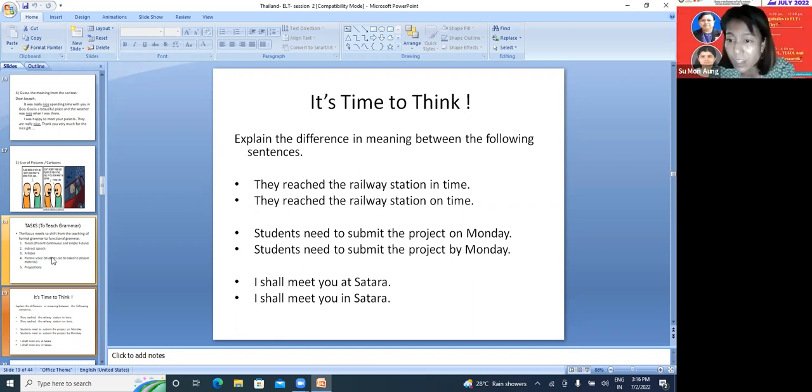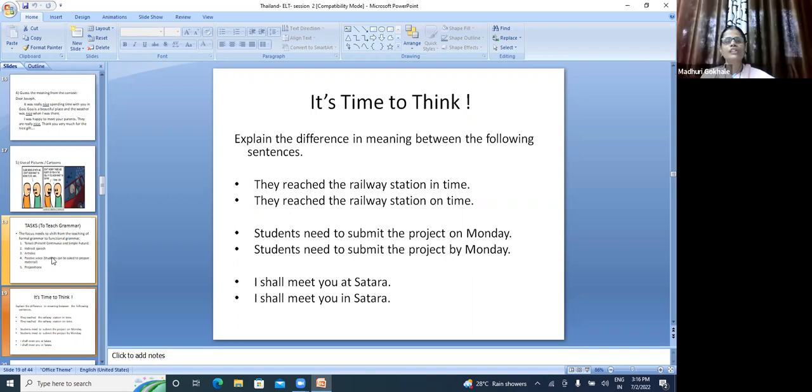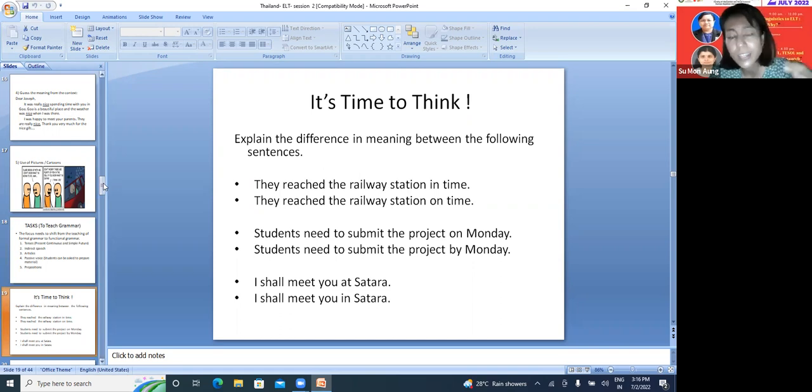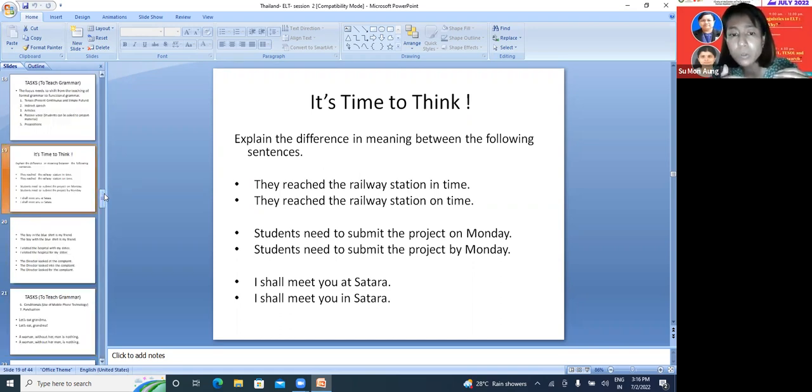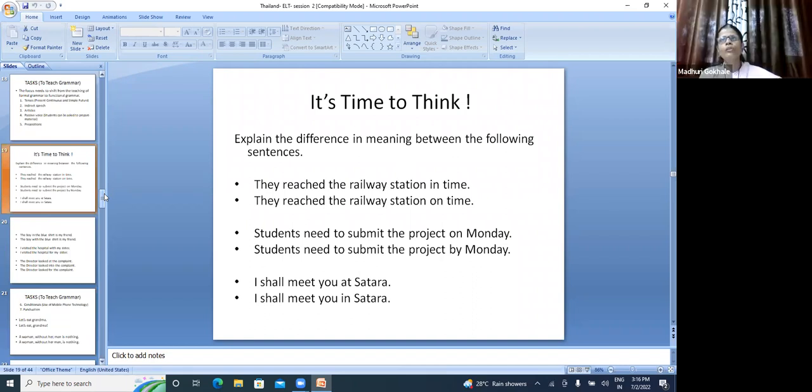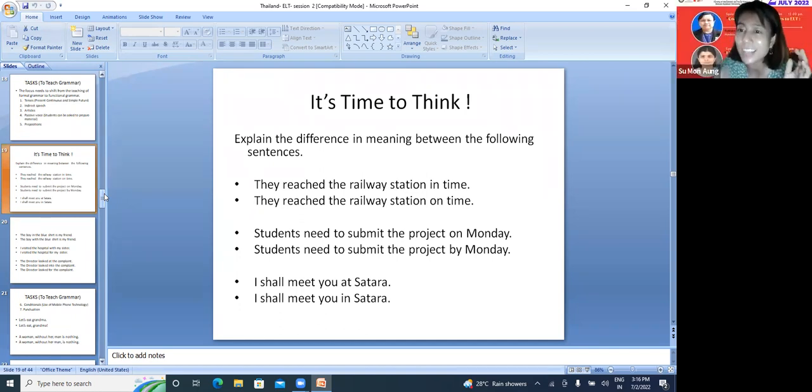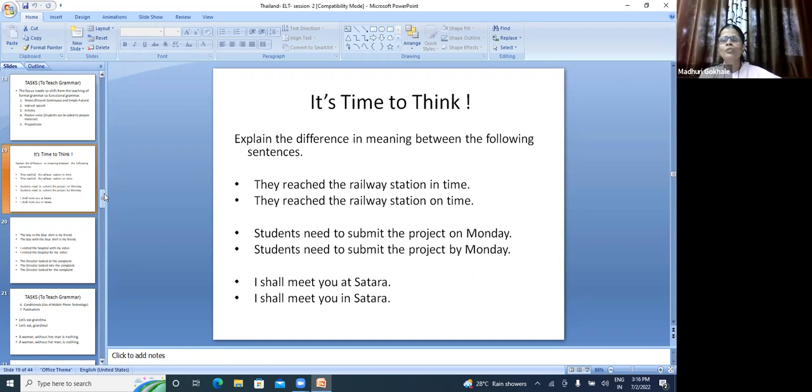Yes. What is the meaning of sentence two? Second sentence means students need to submit the project before Monday. But can they also submit it on Monday? On Monday, when we arrive to Monday, students need to submit on that day. No, Suman. I think you are a little confused. Can someone answer it in a different way?